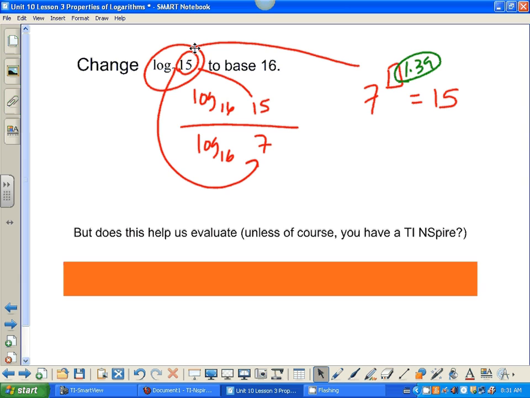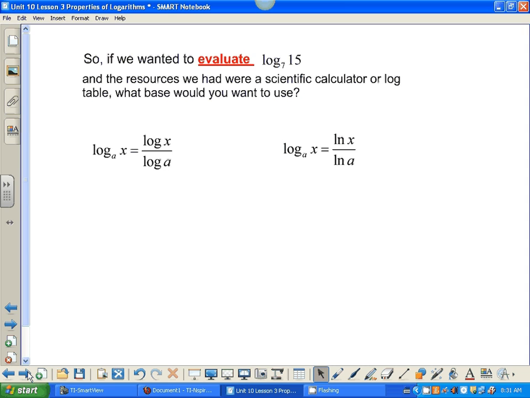So you might be thinking, okay, great, that's dandy, but I don't have a TI-Nspire with me all the time. What do I do? Well, you want to stick to the common log or the natural log if you have a scientific calculator or an 83 or an 84. And this isn't very hard. I don't think it's very hard to remember or very difficult to execute.